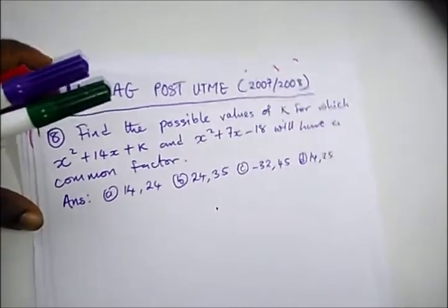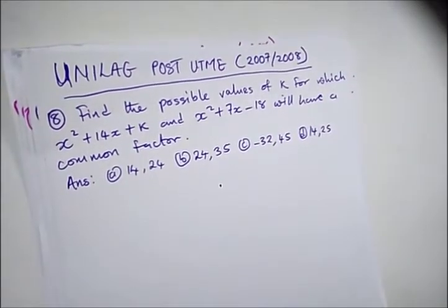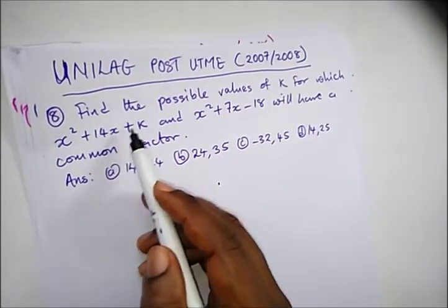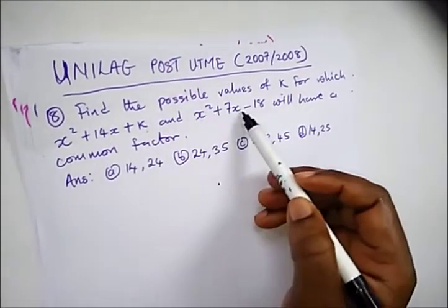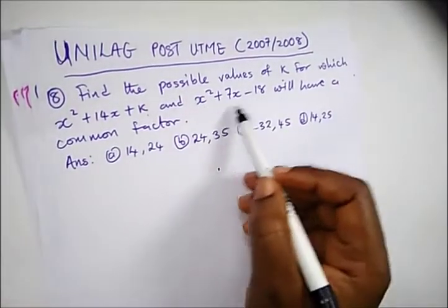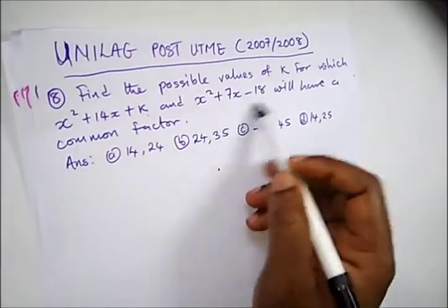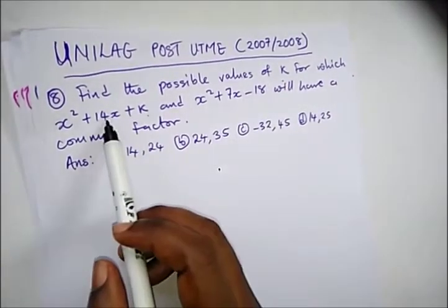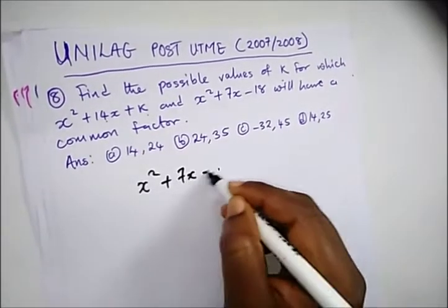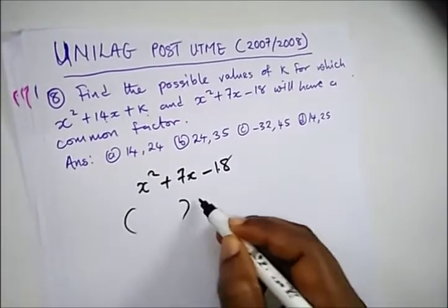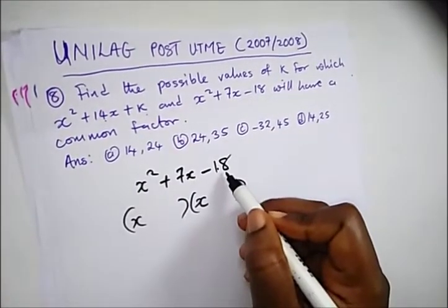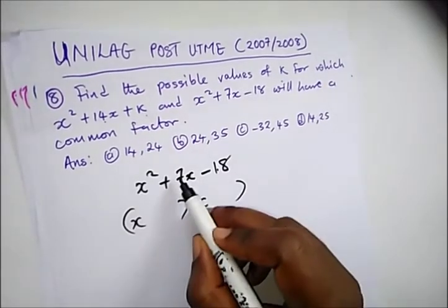Another question says find the possible values of k for which x squared plus 4x plus k and x squared plus 7x minus 18 have a common factor. So we need to factorize this. Since they will have a common factor, factorize this, then use the factors to solve for the values of k. So in factorizing this, write this down. Put your bracket like this, x. What are the factors of 18 that will add or subtract to get plus 7?